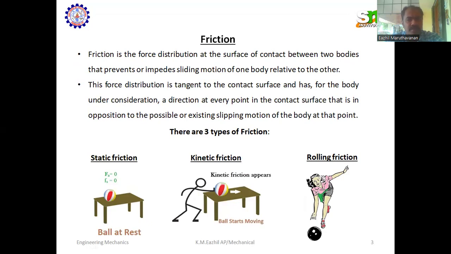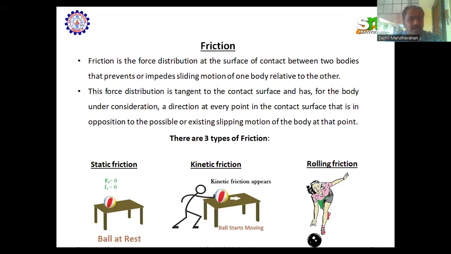There are three types of friction. Generally, we can classify them into three types: static friction, kinetic friction, and sliding or rolling friction.